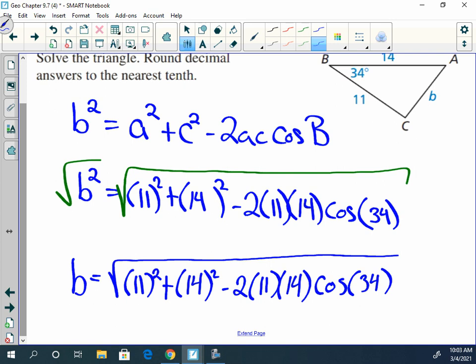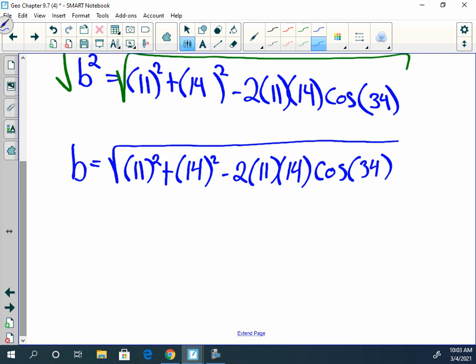So we can take the square root of both sides, and the square root of B squared would give us B. Now on the other side, we're going to have the square root of 11 squared plus 14 squared minus 2 times 11 times 14 times cosine of 34. And as nasty as that thing looks, we can type all of that into the calculator, yes? We don't actually have to calculate any of that by hand.